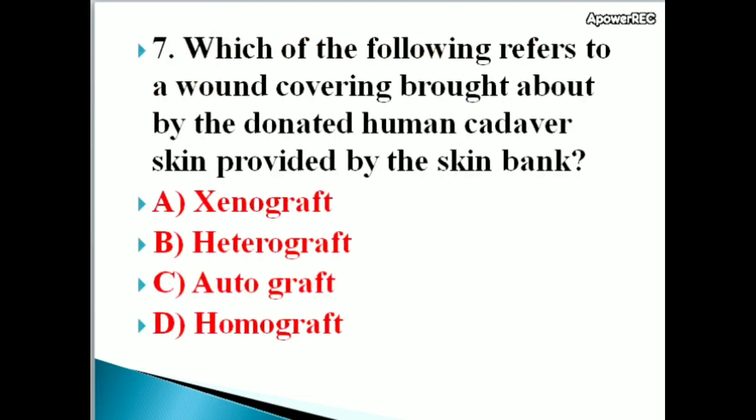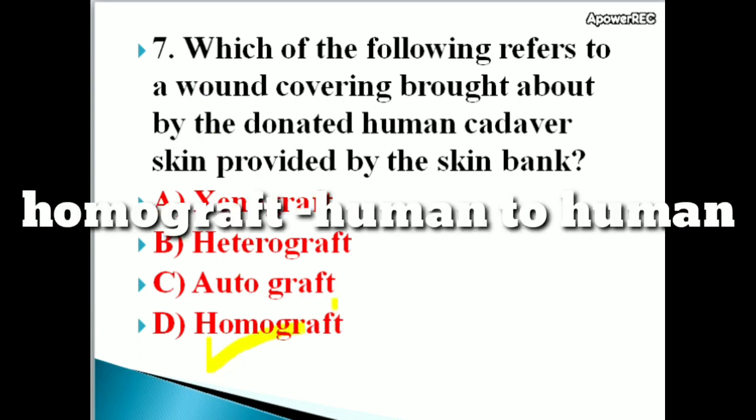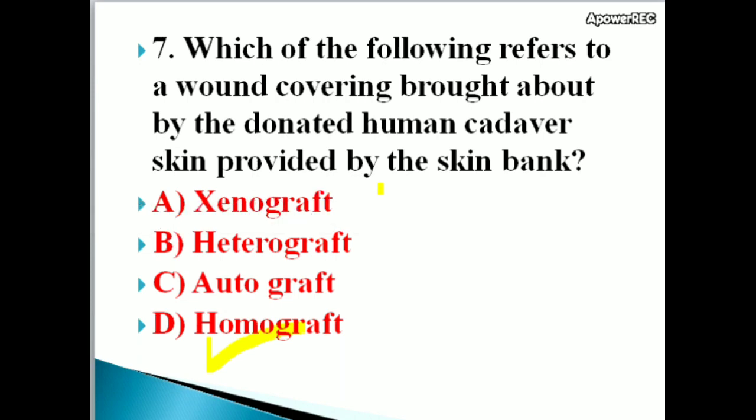Next question. Which of the following refers to a wound covering brought about by a donated human cadaver? Skin provided by the skin bank. Correct answer is homograft. Which of the following refers to a wound covering brought about by a donated human cadaver? Skin provided by the skin bank. That is homograft.